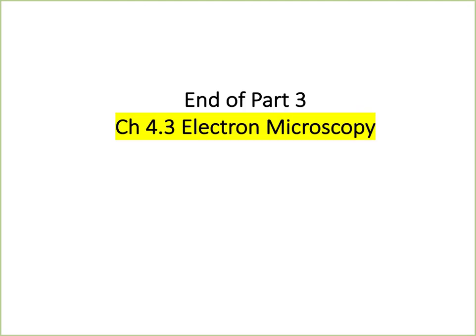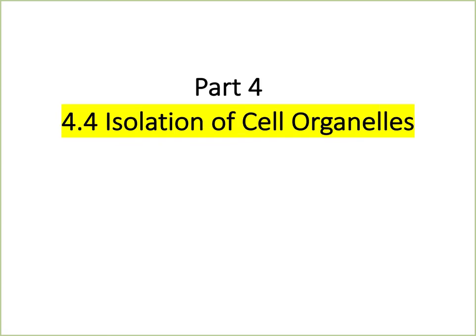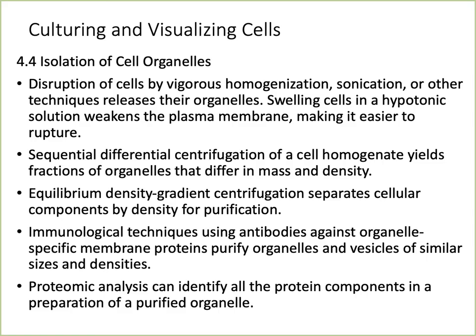So that will be the end of part 3, which is chapter 4.3, electron microscopy. The next part 4 will be section 4.4, which is the isolation of the cell organelles. So far, in the first 4 parts, we have seen the techniques that focus on the whole cell. So now let's turn to techniques that focus on the isolation and characterization of organelles and the macromolecules in the organelles.